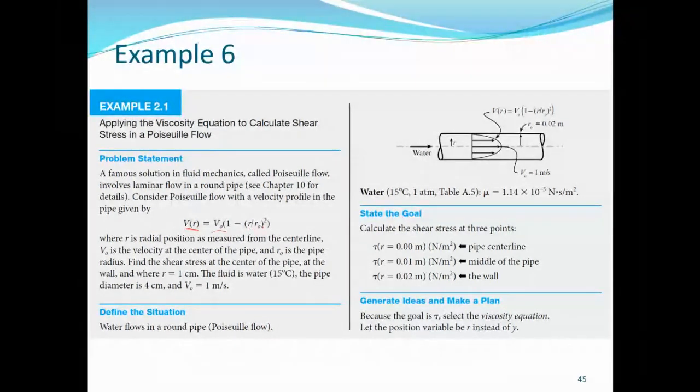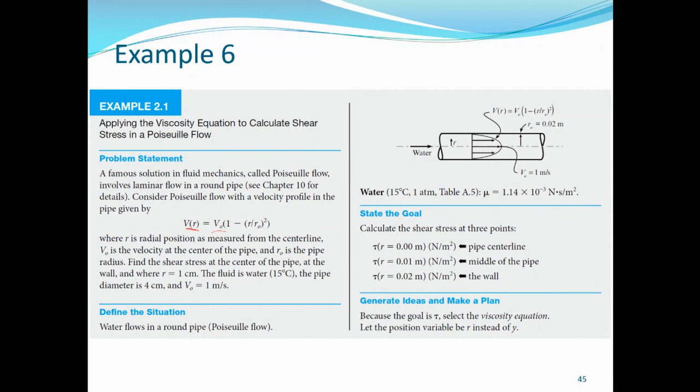Okay, over R naught. R naught is constant, V naught is also constant, which is the velocity at the center of the pipe, where R is the radial position as measured from the center line. V naught is the velocity at the center of the pipe, and R naught is the pipe radius. Find the shear stress at the center of the pipe.